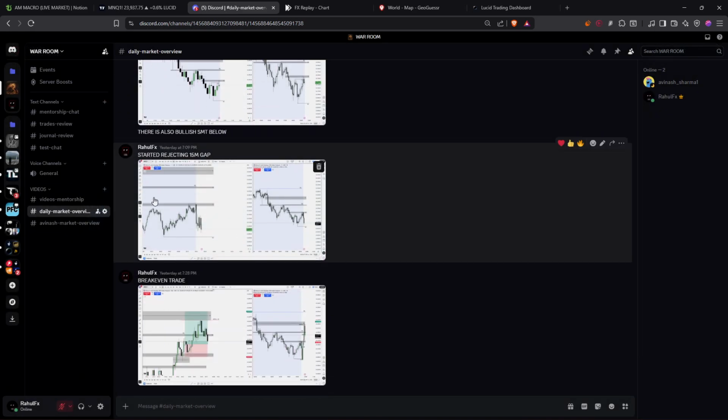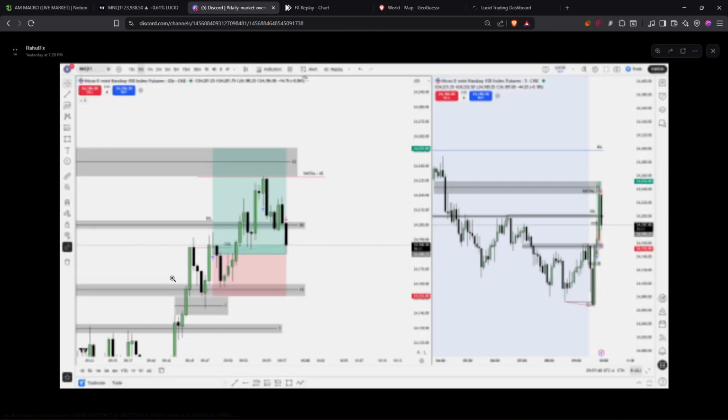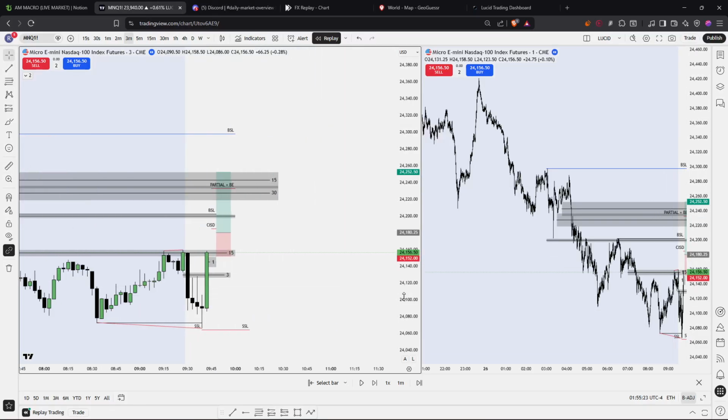But as you can see, as the market started open, it started rejecting the 15-minute gap, and we also had an SMT to the sell side liquidity. Market came and took out the sell side liquidity. Then we had a bullish SMT, and the market started rallying to the upside. Then I had taken my trade there. So let's just go to a quick update on how I had taken the trade here.